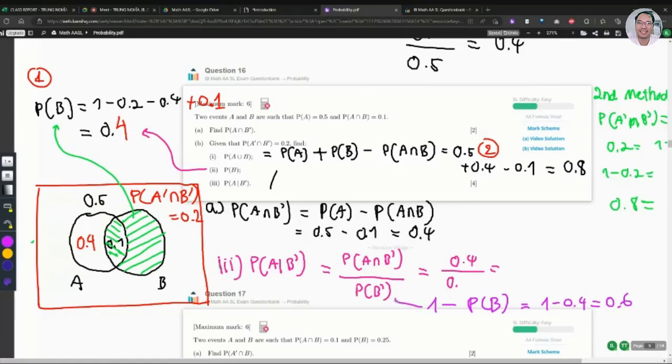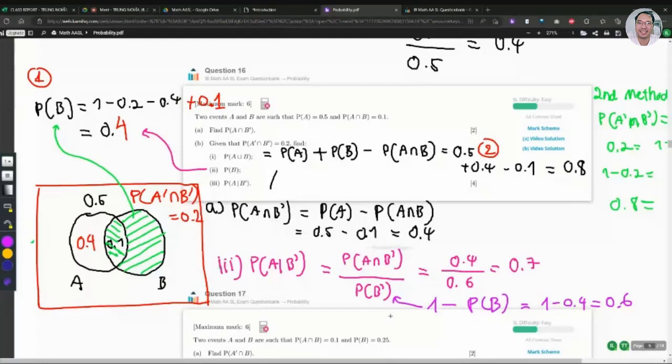The 2 events B and not B are called mutually exclusive. If B happens, not B cannot happen. We're like enemies. We cannot be in the same place. B and not B.